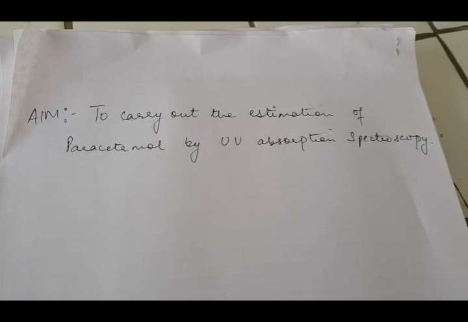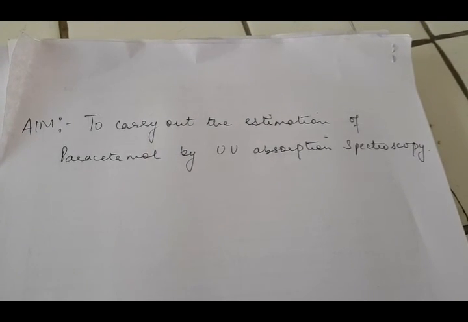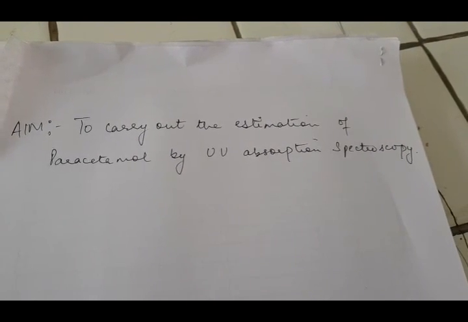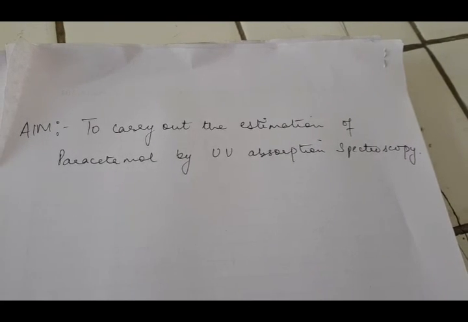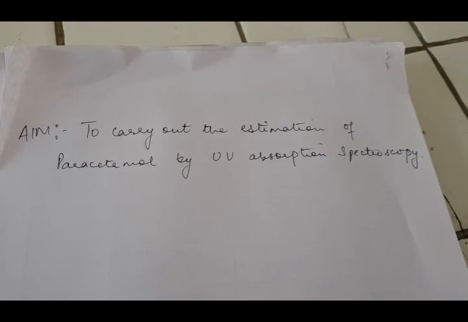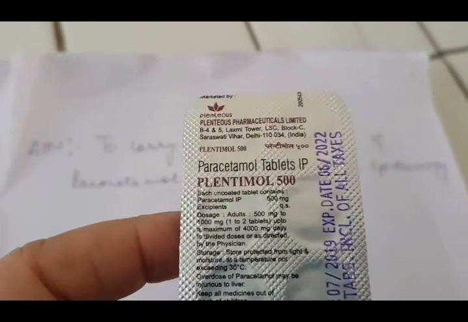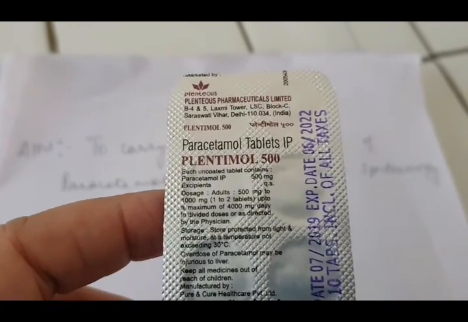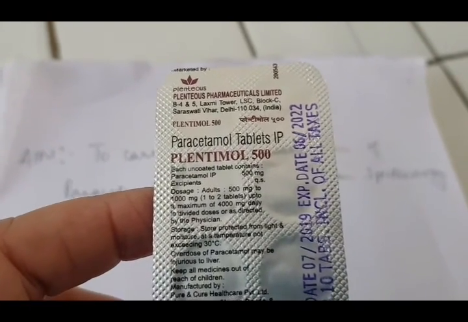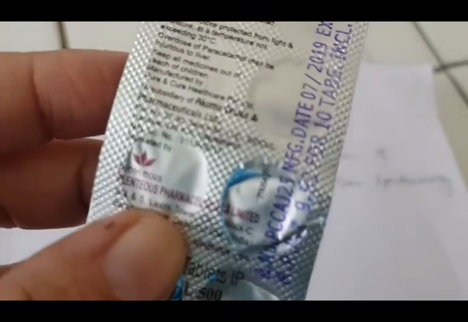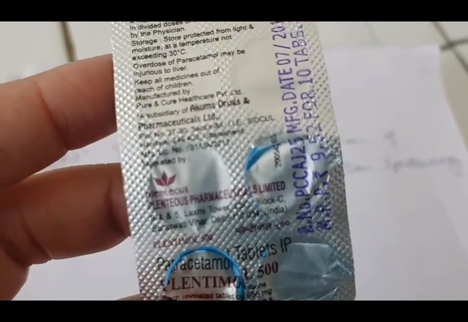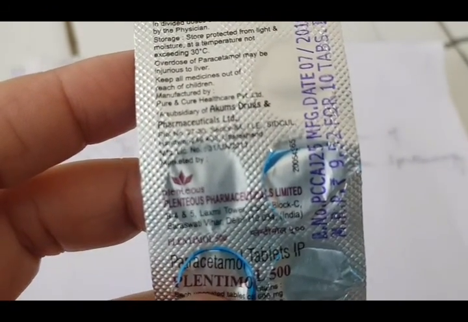Today we have to perform the experiment to carry out the estimation of paracetamol by UV absorption spectroscopy. For this experiment, we need paracetamol tablets, and we are using the tablets of this brand. Paracetamol tablets, Planitmol 500 milligram. And you may note the company of this brand.